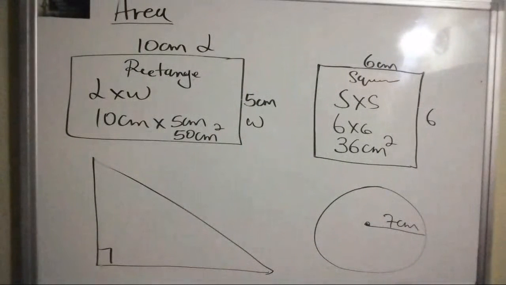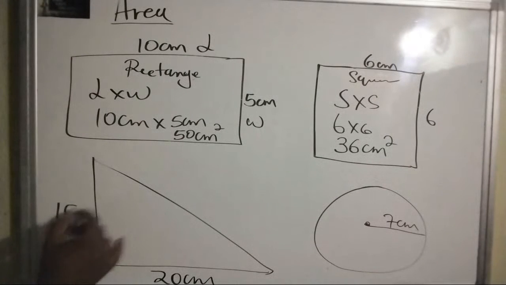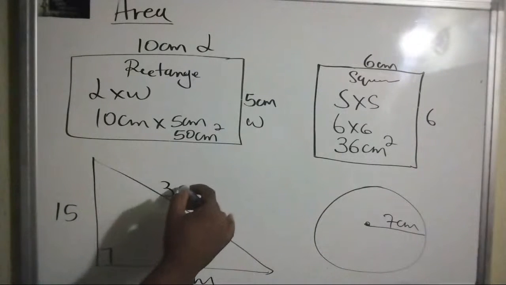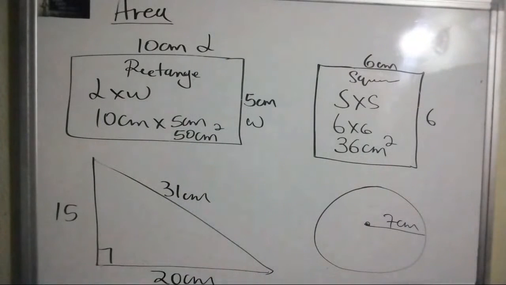Oh, I didn't put any dimension on the triangle. Oh my God, nobody said that. So it's 20, 15, and 31. Go ahead and find the area for the triangle, guys. We could do the circle in the meantime.